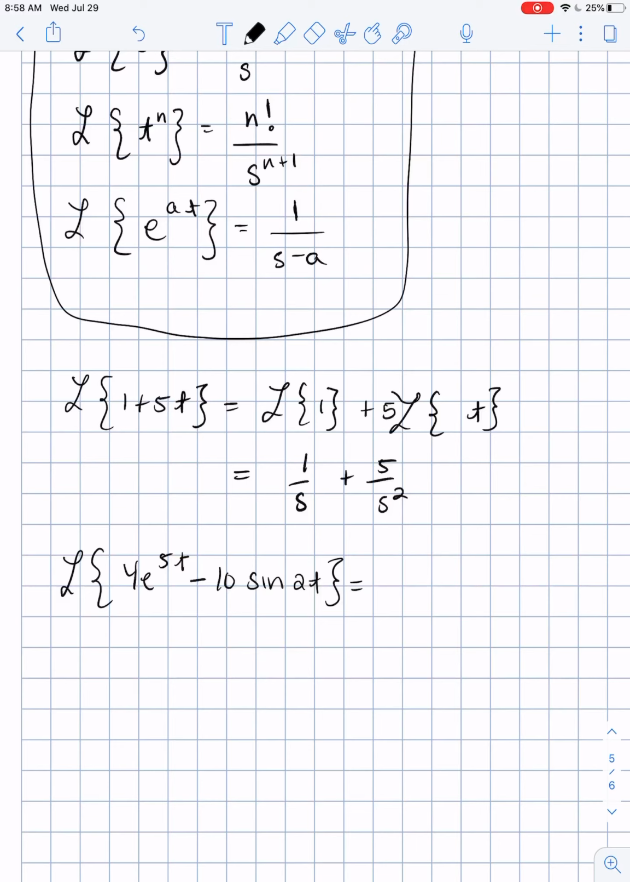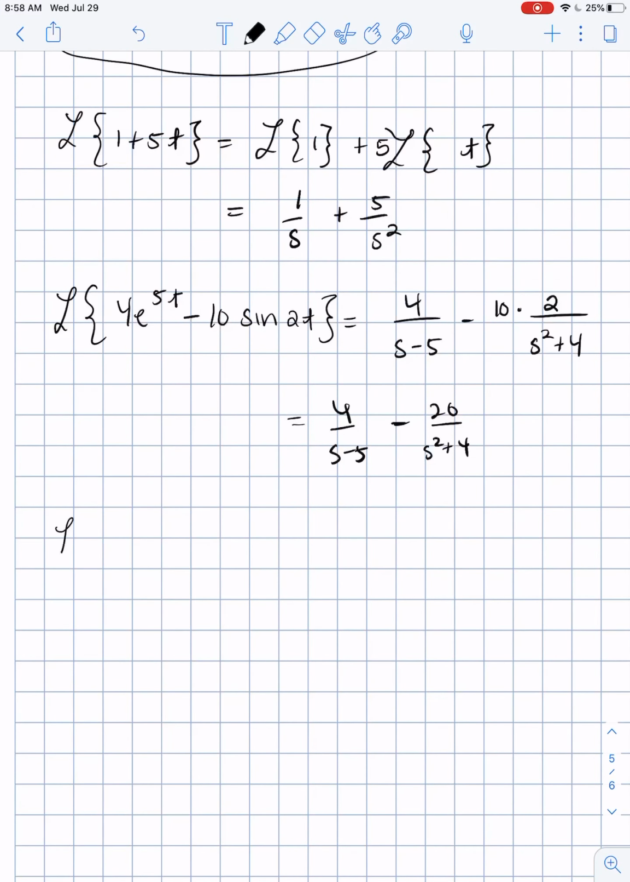All right, so if we had this, I would leave the constant 4. So it's just 4 over s minus 5, using the exponential one that we had up top. And then minus 10 times, you would have the 2 over s squared plus 4. So you can clean it up: 4 over s minus 5 minus 20 over s squared plus 4.